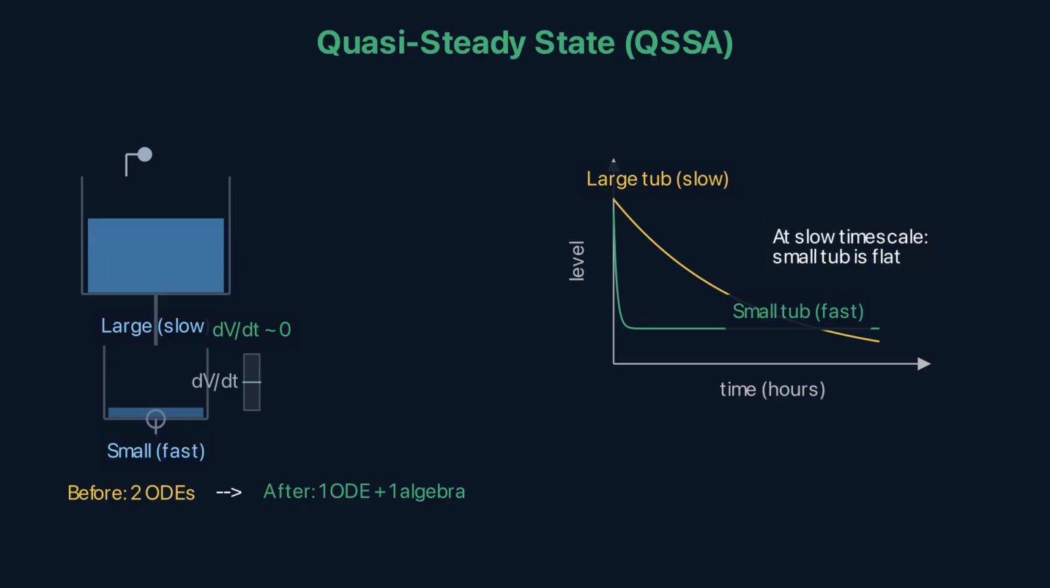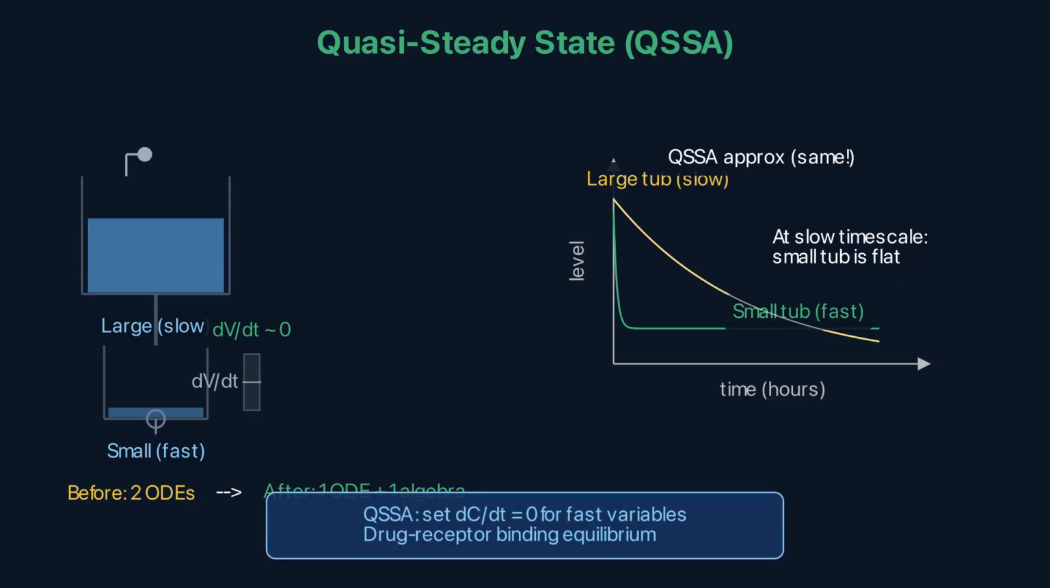Drug receptor binding often equilibrates in seconds, while disease progression takes weeks. So QSSA removes the fast binding ODE and replaces it with an algebraic expression. Fewer equations, faster simulations, same answer at the timescale that matters.